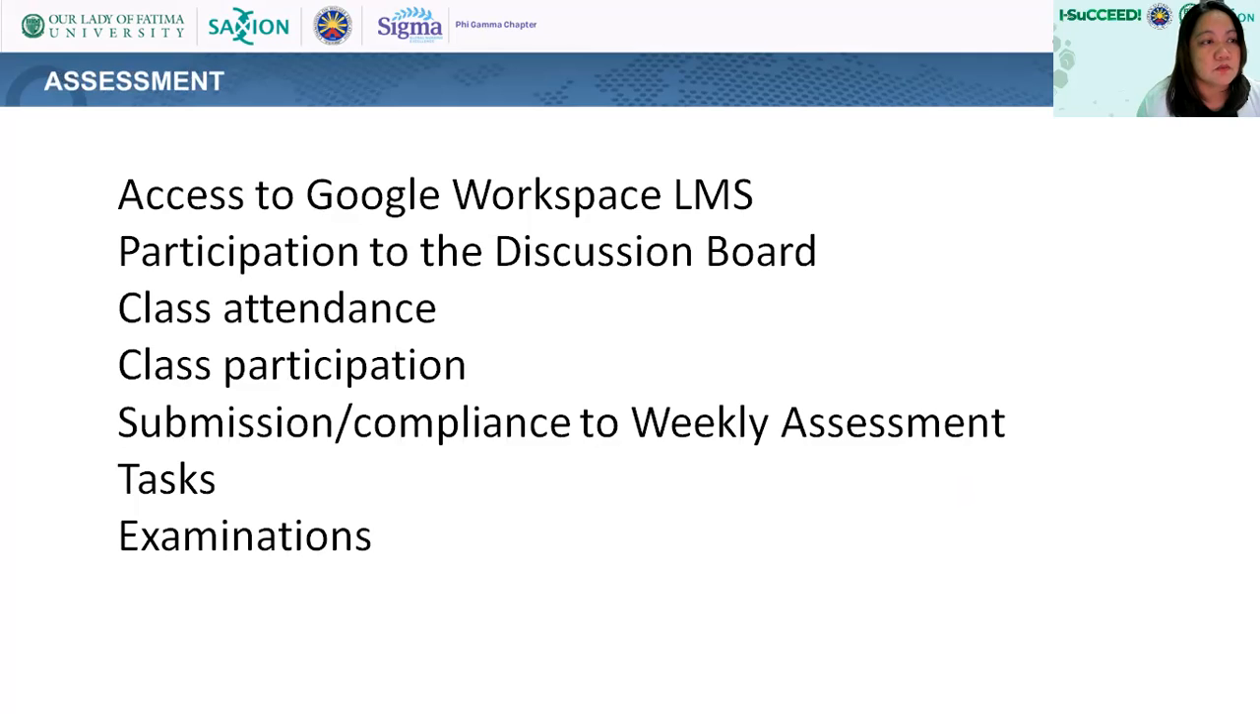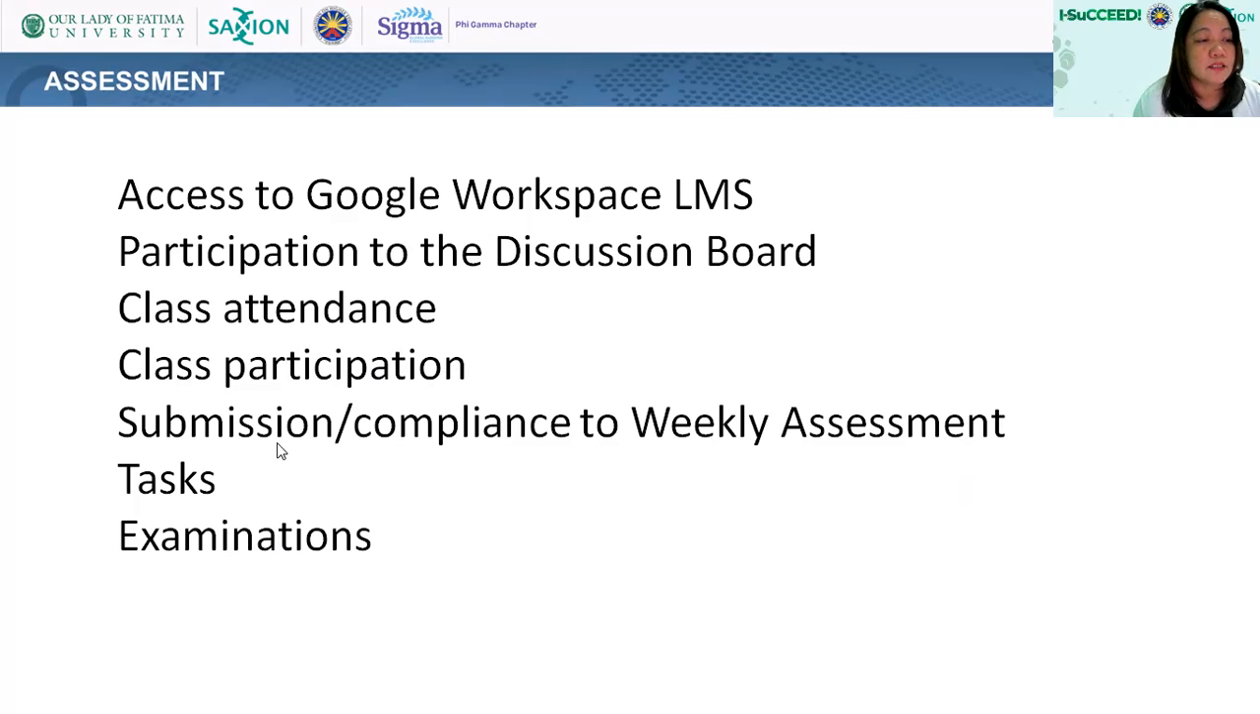For the assessment, we are going to assess the students according to their output using Google Workspace or LMS. They're going to present it. They can use the Jamboard, they can use Google Classroom, etc. Then, of course, participation in the discussion board. Class attendance will also be included, their class participation, recitation, and of course their compliance in terms of submission for their weekly assessment tasks.